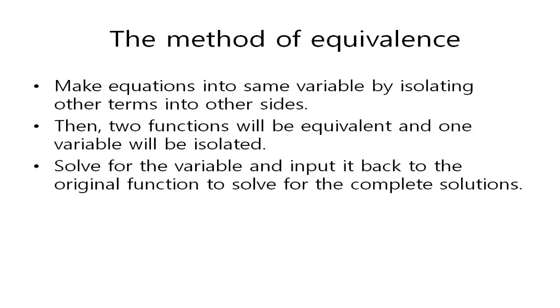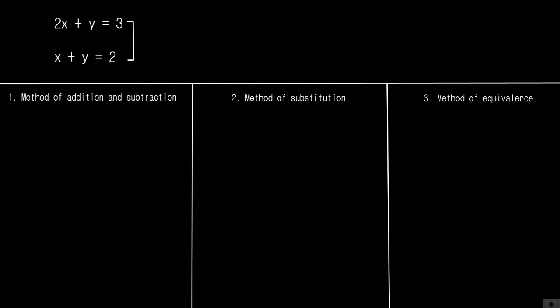And now let's apply these general facts of the three methods of simultaneous equations through two basic examples. Here is one super basic example of a simultaneous equation that we can prove with three methods. Firstly, method of addition and subtraction. Secondly, method of substitution. Thirdly, method of equivalence.